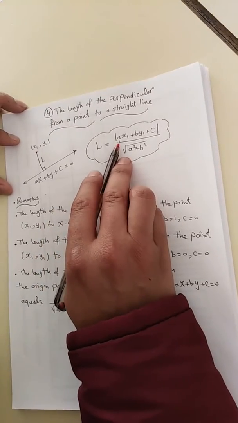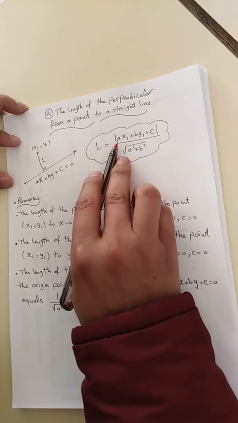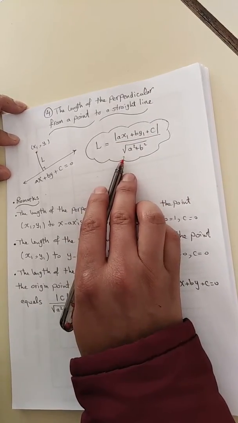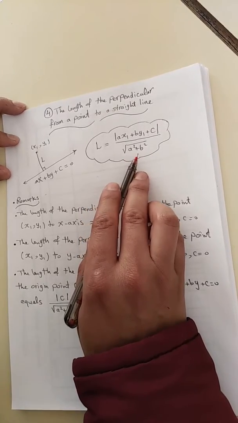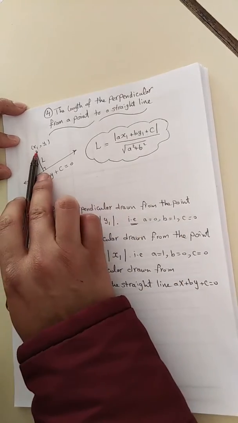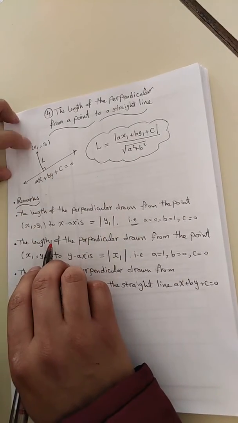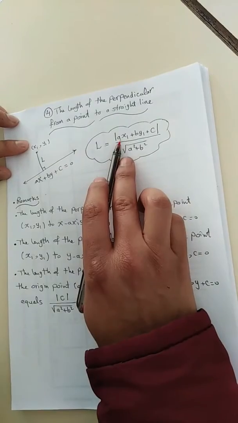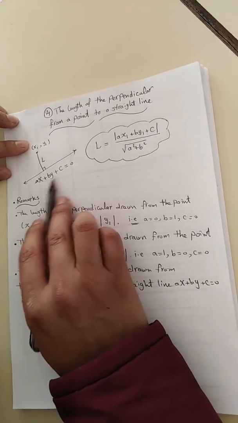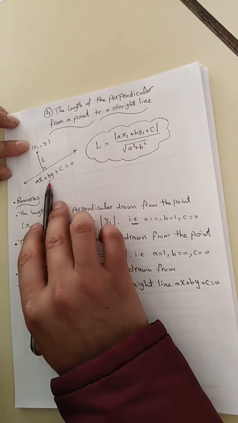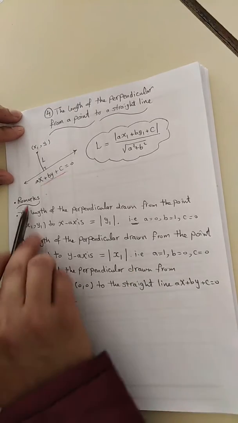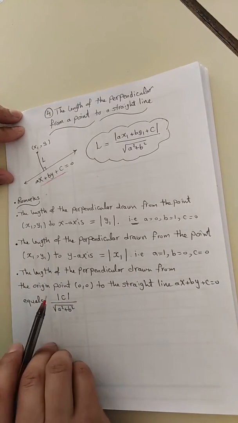L equals the absolute value of AX1 plus BY1 plus C over the square root of A power 2 plus B power 2, where (x1, y1) is the point. And this is the form of the equation; the equation must have this form. And these are remarks on some special cases.